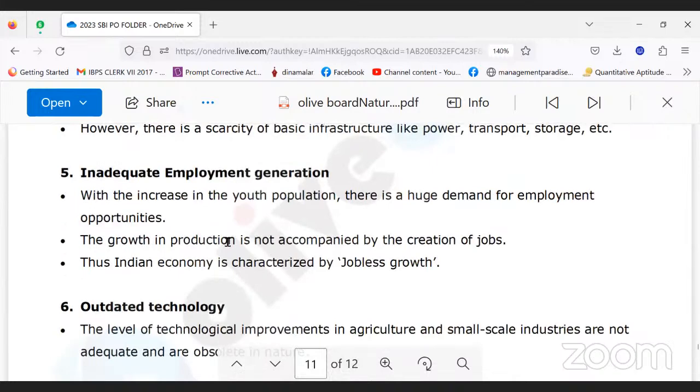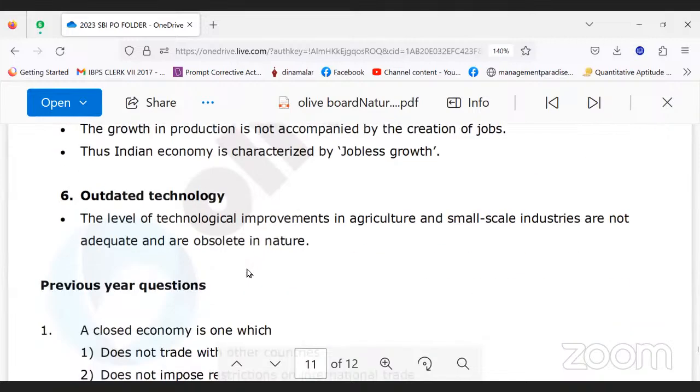Fifth is inadequate employment generation. With the increase in the youth population, there is a huge demand for employment opportunities. The growth in production is not accompanied by the creation of jobs. Thus, Indian economy is characterized by jobless growth. Sixth is outdated technology. The level of technological improvements in agriculture and small scale industries are not adequate and are obsolete in nature.